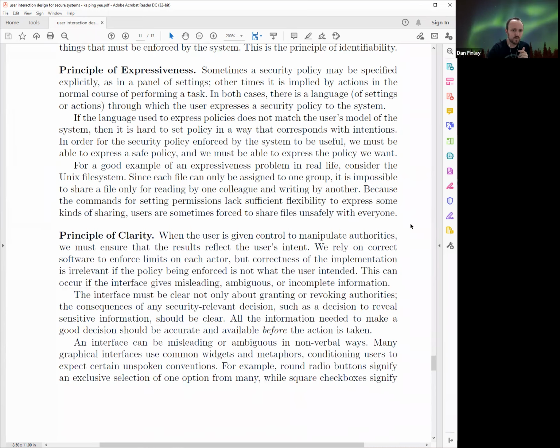Next, principle of expressiveness. Sometimes the security policy may be specified explicitly, as in a panel of settings. Other times it's implied by actions in the normal course of performing a task.